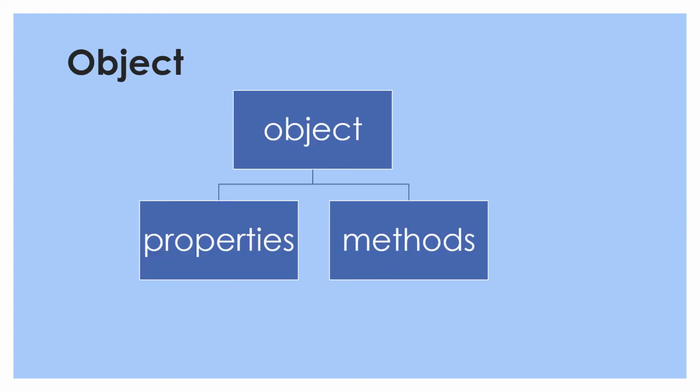Now, objects have properties and methods. Every object, even around you, you could look at all the objects around you, has certain properties, physical attributes, the way you would describe it, and then things they can do. Those are the methods.